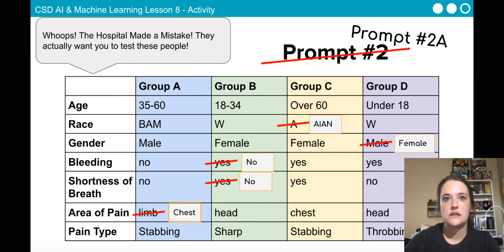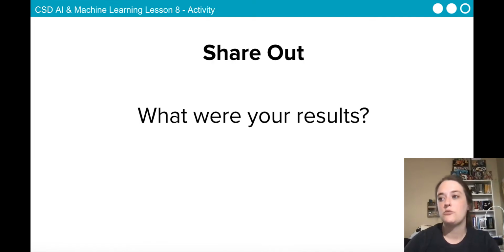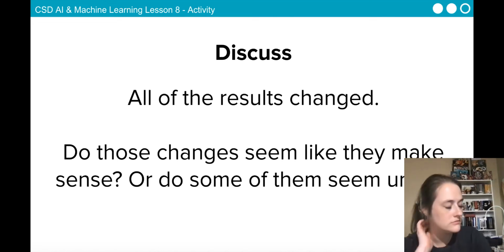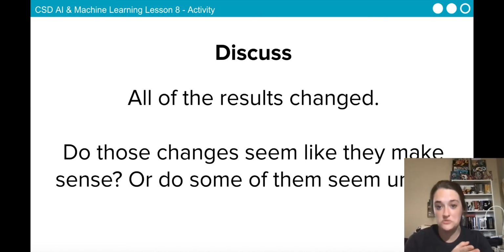And see what your results are. Make a note on the discussion board that this is 2A and not 2, okay? So put your results on the discussion board. All of those results changed based on what you changed.